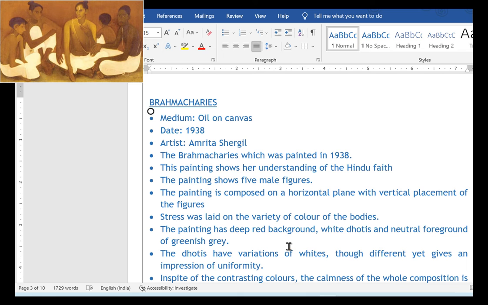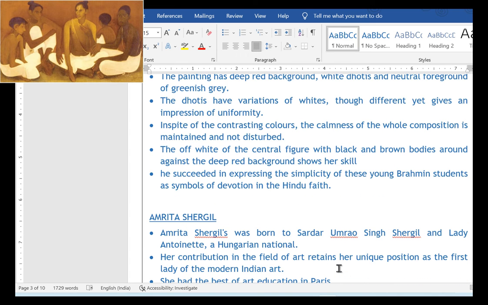The painting has a deep red background. The people are wearing white dhotis and there is a neutral foreground of greenish grey, which we can also see in this painting. The dhotis have varieties of whites. It's different. It still gives an impression of uniformity. In spite of these contrasting colors, there is calmness that can be seen in this composition. The calmness is maintained and the monotone of these colors are not disturbed.